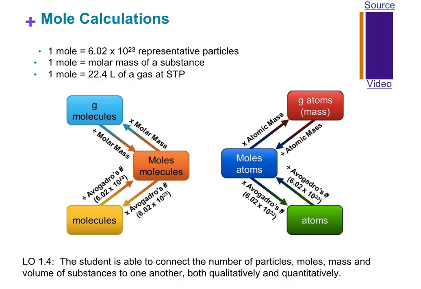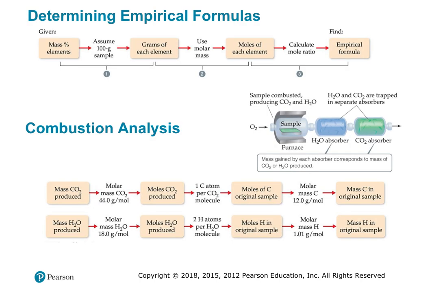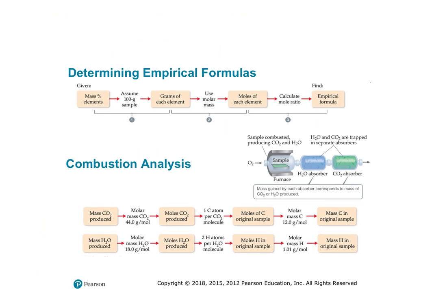Here's another way to look at how you can go between grams of molecules or atoms to moles, which is kind of our middle unit. And then if I wanted to go to molecules, I can adjust with Avogadro's number. Earlier, in the past chapter, we learned about empirical formulas. Remember, empirical formulas are the formula that has the lowest whole number amount of each element.